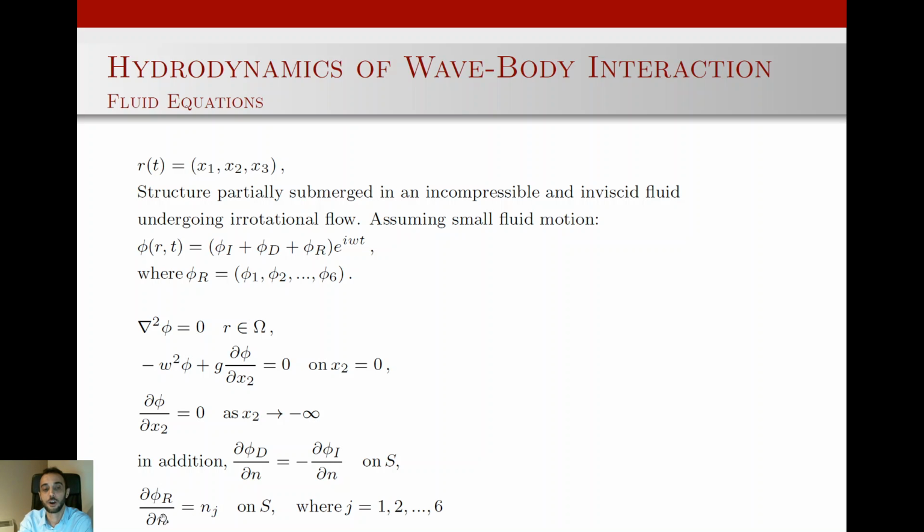That is, d phi r dn is equal to nj, where nj is the unit velocity of the body in its j-th motion. Notice that in general, one could write this for the displacement instead of the velocities, and that is basically how it's done in HydroD. It makes no difference in our solution approach.